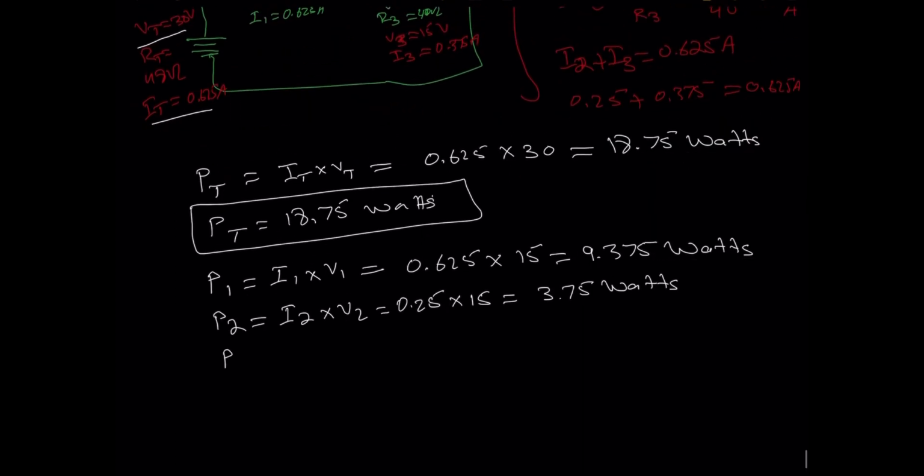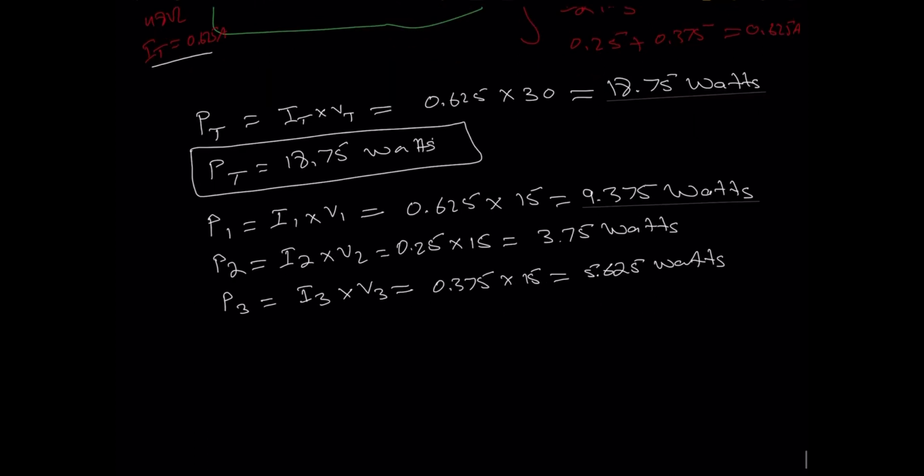And P3 will be I3 times V3. I3 is 0.375 and V3 is 15 volt. So 0.375 times 15 will give me 5.625 watts.